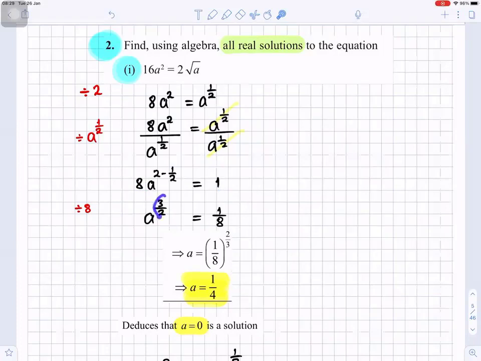Now, a to the power 3 over 2 is equal to 1 over 8. So the inverse of 3 over 2 is 2 over 3. So you want to find 1 over 8 to the power 2 over 3, and that gives you 1 over 4 as one of the answers. And you can deduce that a equals 0 is also a solution, because 0 squared times 16 is 0, and the square root of 0 is 0. So 0 equals 0, so 0 is one of the solutions.